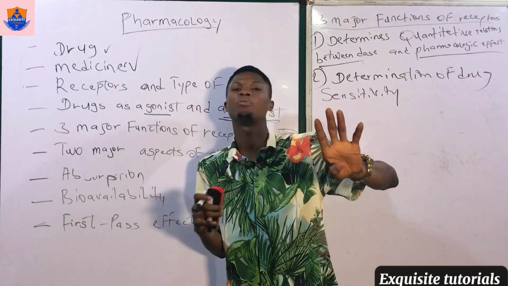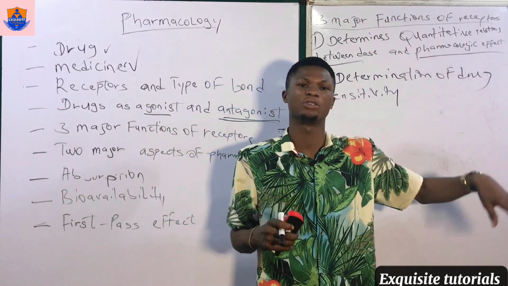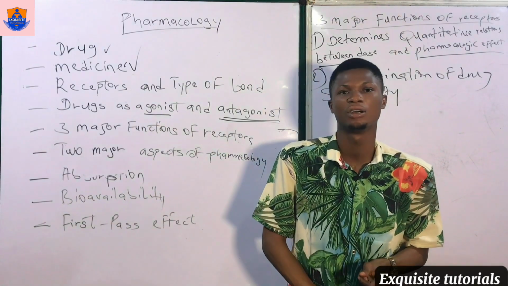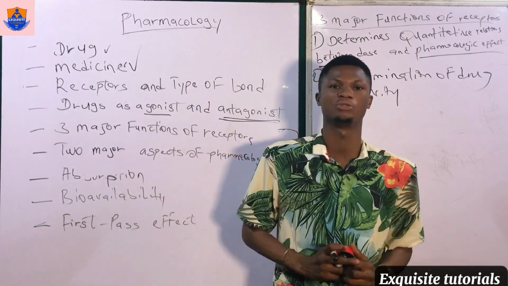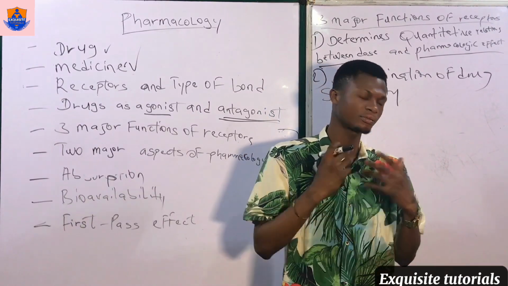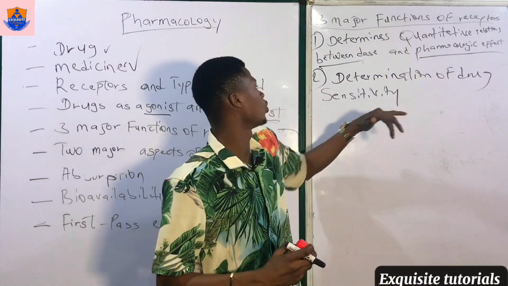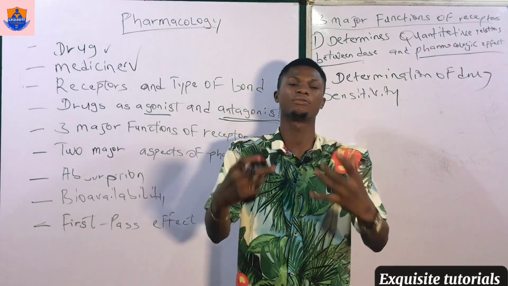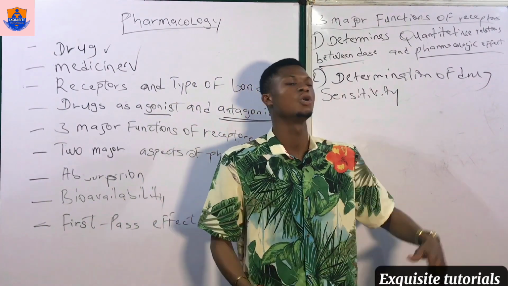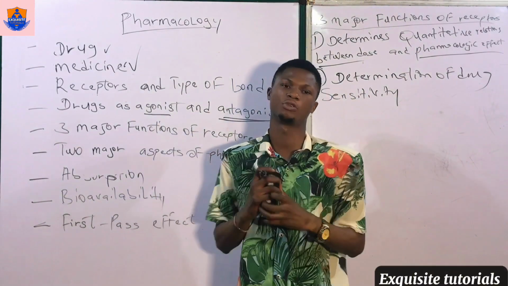Now, for a drug to bind the receptor, there are so many things that must be considered. It must be the same size as the receptor, it must be the same shape, and it must have the same chemical constituents or chemical makeup. Which is to say that the receptor will determine the kind of drug that can bind to it, and will determine what the drug does in your body.